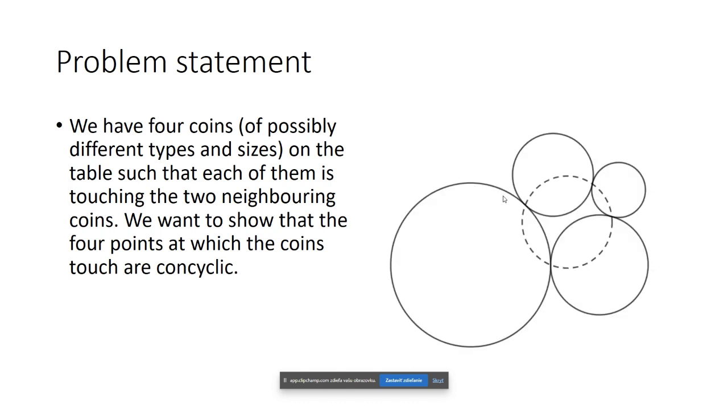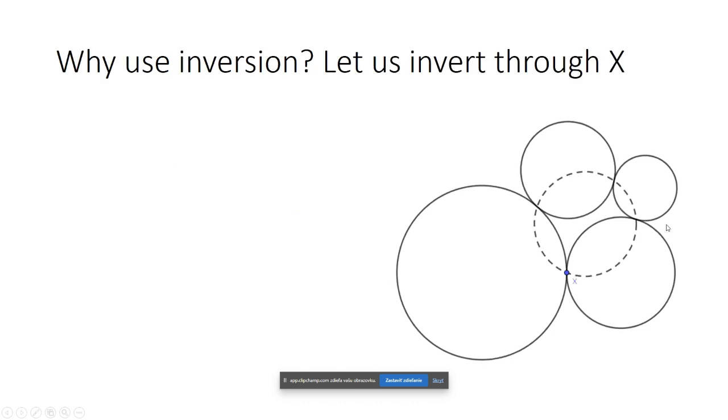So instead of coins, we might be using the word circles, and so this is a nice picture of the situation we are facing. The four circles with the normal line are the coins, and the dashed line is what we shall prove: that these 4 points of tangency, or 4 points of touching, lie on one circle. So let's get into that.